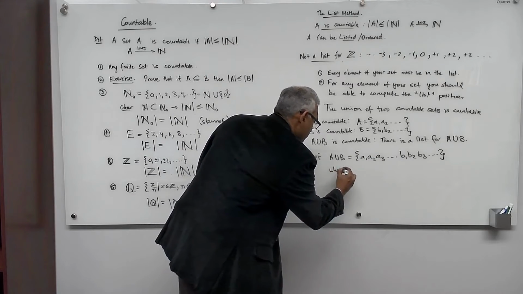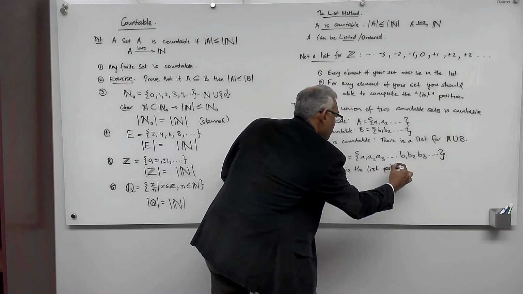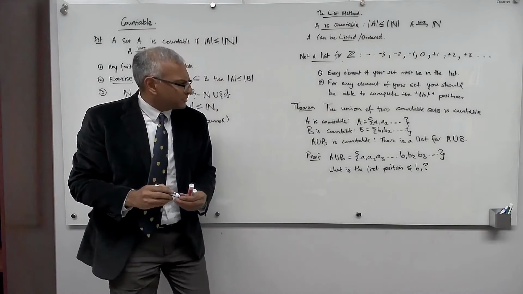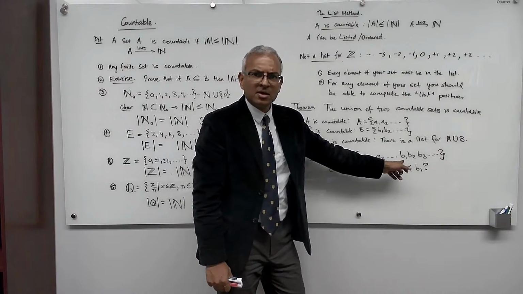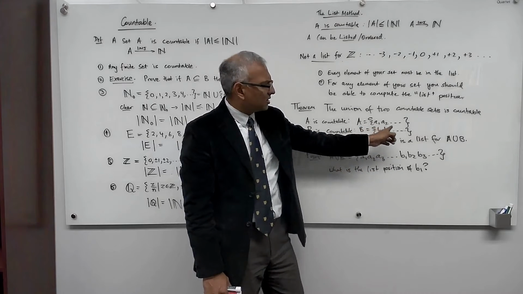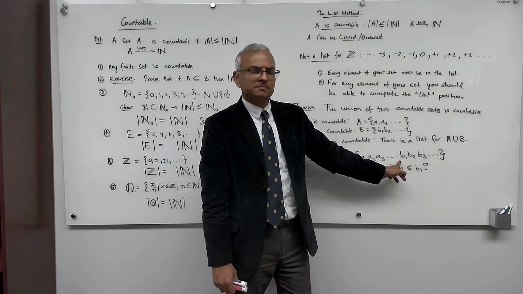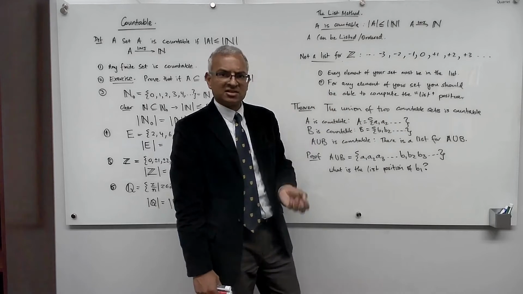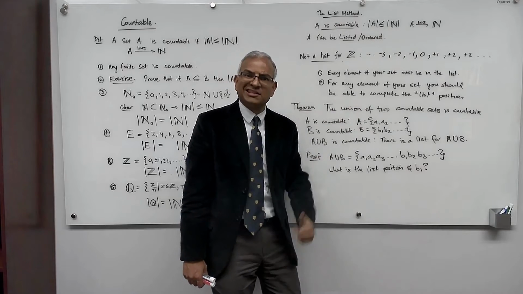What is the list position of B1? Well, when you think about it, you'll have a lot of difficulty figuring out what the list position is of B1. Because, well, first, second, third, fourth, fifth, sixth, and A could be infinite. So the A's are going to use up all the list positions. So I cannot tell you what the list position of B1 is, and that fails my second condition, that for any element in the union, I should be able to tell you what its list position is.